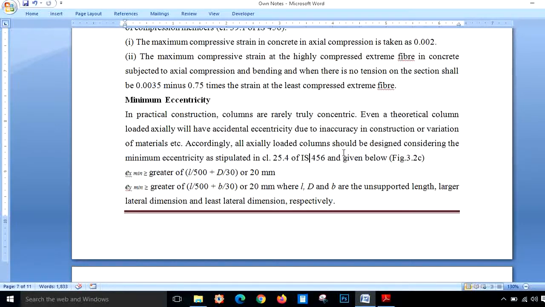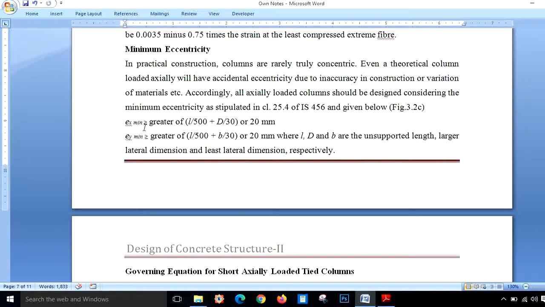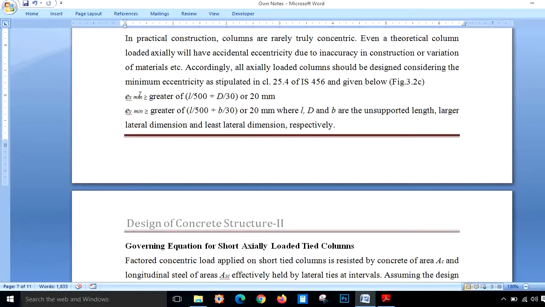To counteract whatever problems happen at the site which induce eccentricity on the column, we have to design all axially loaded columns for minimum eccentricity as per clause 25.4, which I have listed here. The minimum eccentricity should be greater than or equal to the greater of these two.